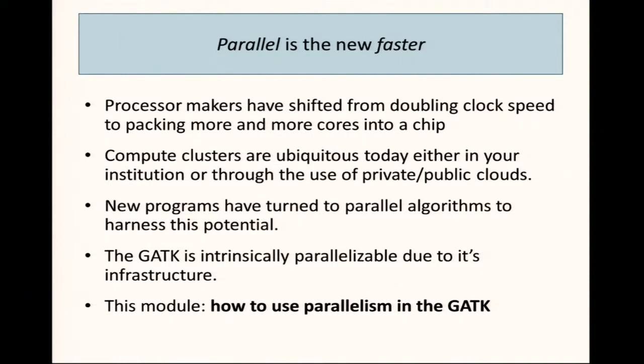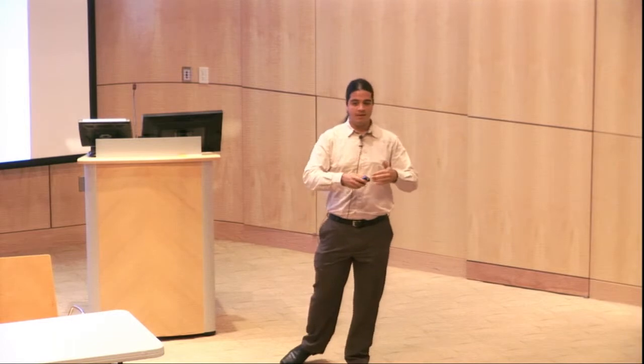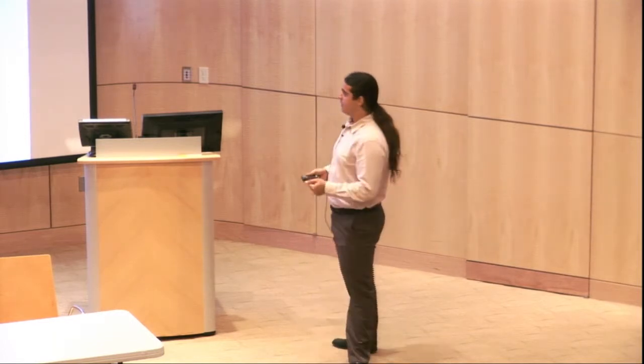So what is parallel compute? Parallel is basically the new faster. The chip makers have stopped trying to double the speed of the processors every new iteration. Instead, they're just packing more and more cores inside a single chip. That's really where the manufacturers are going. And in the last decade, software development has also shifted to attend those demands. So instead of just running the algorithms on a faster computer to make them faster, we now have to recode our algorithms to work in this parallel environment.